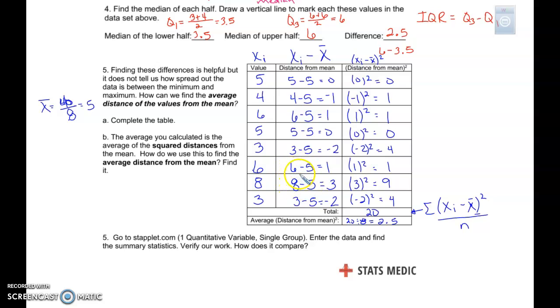Okay? So, once you get to that point, you take this value and you have to take the square root of it. That's part of the formula. So you've got to square root it. Okay, and again, you're not going to have to do this by hand very often. So the standard deviation is 1.58.